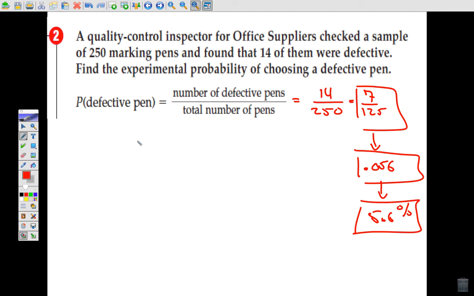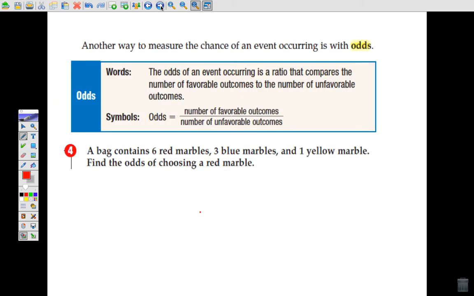Okay, so sometimes you won't see things as probabilities, you'll see them as odds. And odds is something different. Odds is the number of favorable outcomes to the number of unfavorable outcomes. So in other words, the numerator and the denominator, when you're trying to find odds, have to add up to the total. You don't put it over the total.